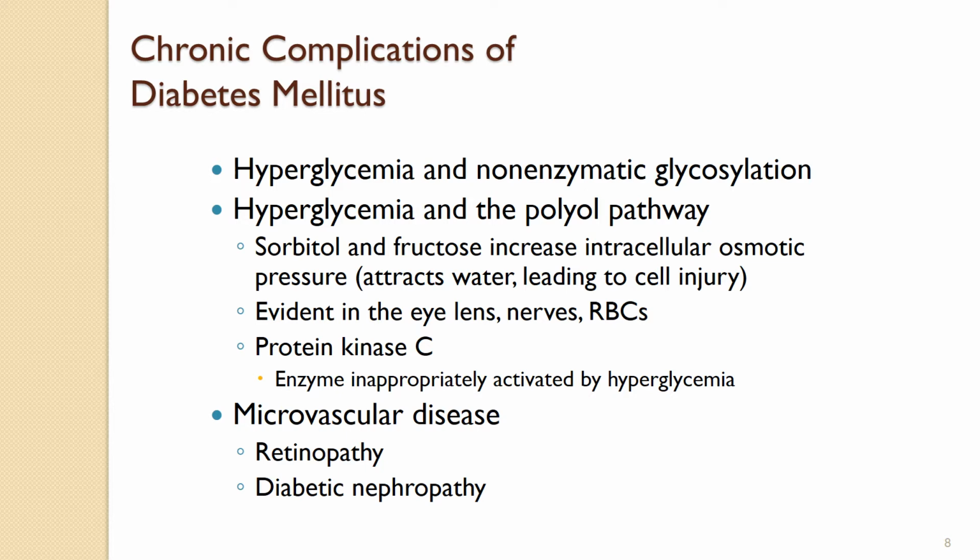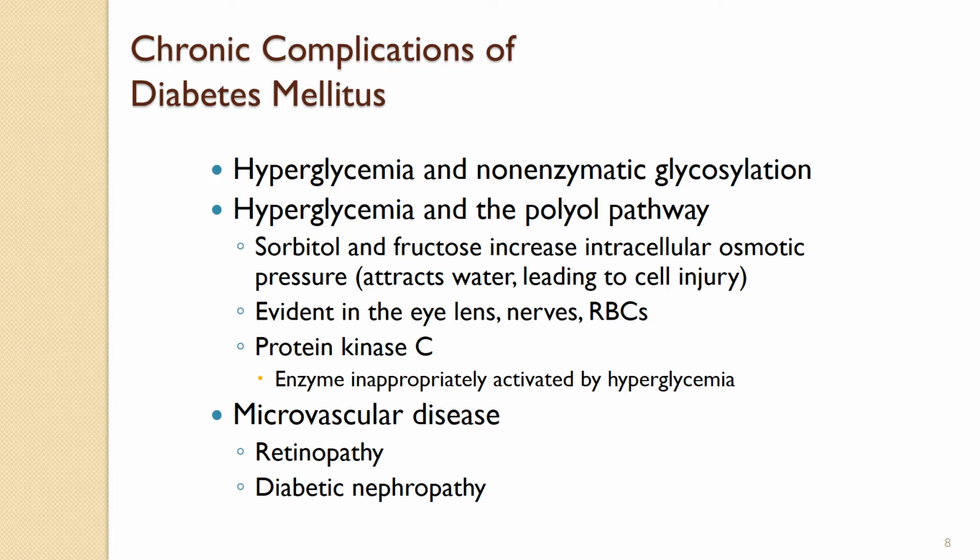When a patient is having continuous hyperglycemia, they may develop the polyol pathway. When sorbitol and fructose increase, they will increase intracellular osmotic pressure, which will attract water, and basically cells will burst. This will happen in the eyes, nerves, red blood cells.